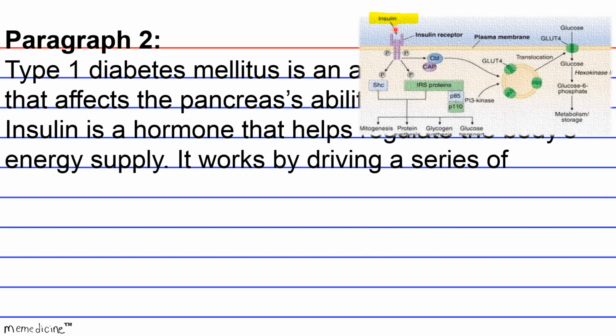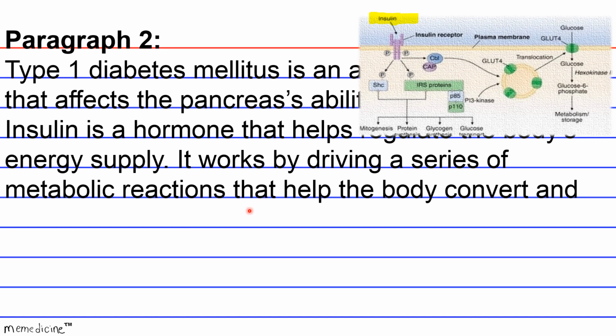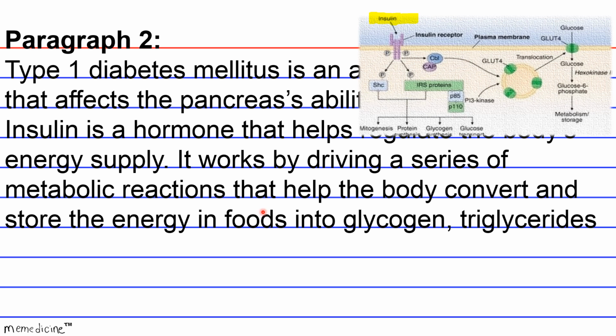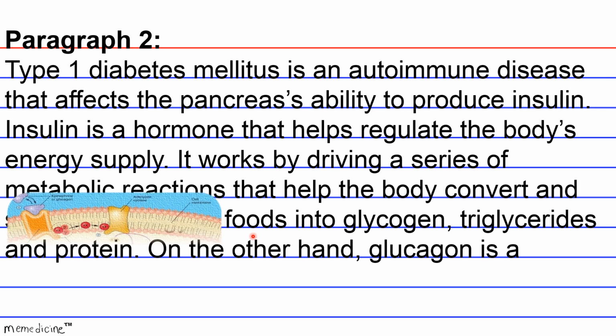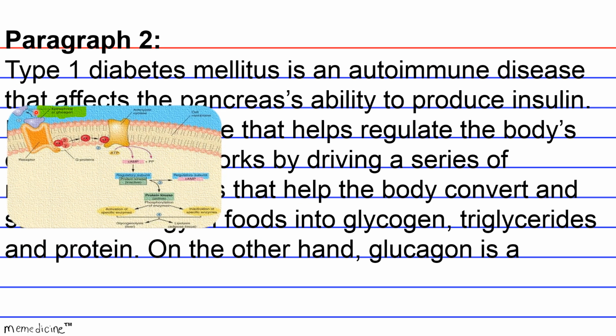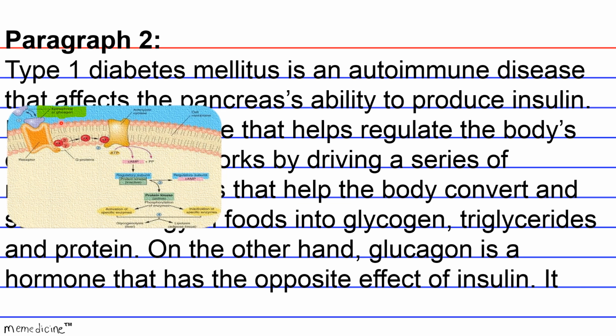Insulin is a hormone that helps regulate the body's energy supply. Here we see insulin binding to a receptor, and downstream, it affects all these biological reactions that basically trigger the GLUT4 transporter to intake glucose and process it in glycolysis to be used for energy by the cells, okay? It works by driving a series of metabolic reactions that help the body convert and store energy in foods into glycogen, triglycerides, and protein.